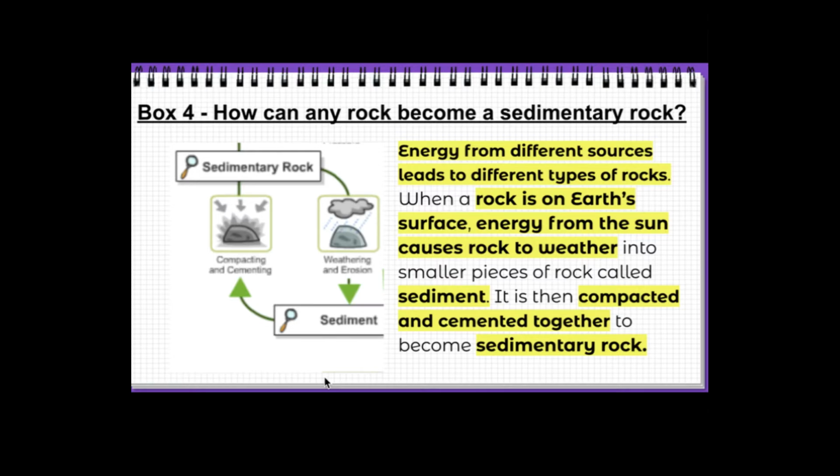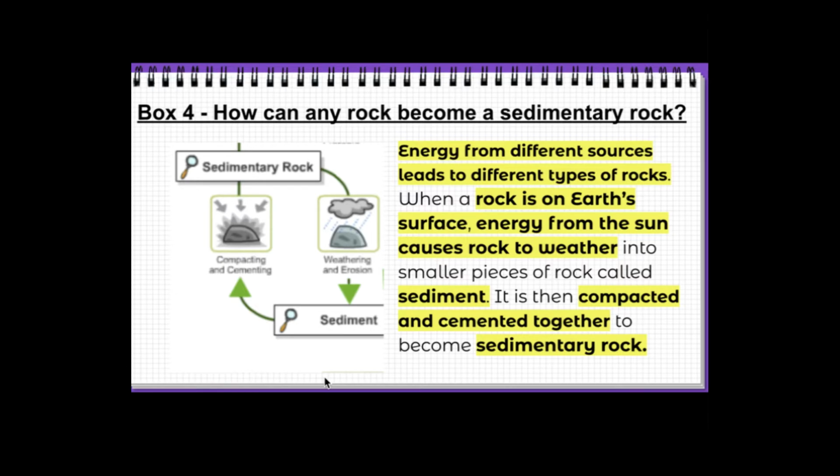All right, so how can any rock that you have become a sedimentary rock? Well, just a reminder, energy from different sources leads to different types of rocks. Let me read that again. Energy from different sources, and those sources are the sun and Earth's interior. Energy from the sun and the Earth's interior create different types of rocks.